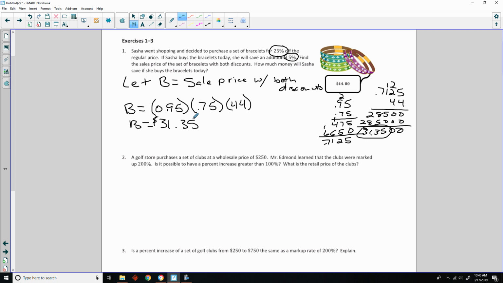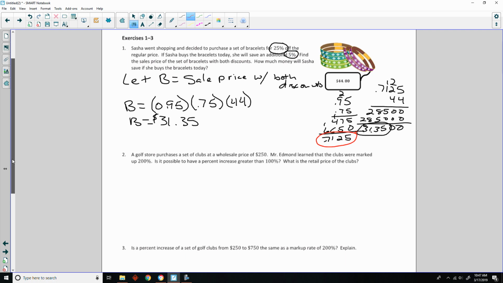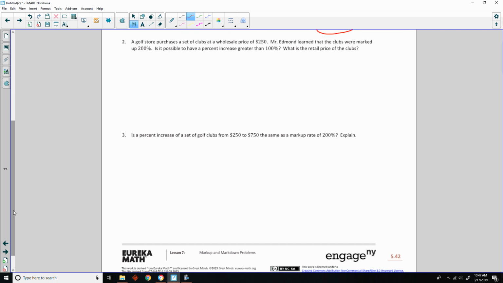So if she buys the bracelets today, she's going to pay 71.25%. So she's going to get 28.75% off. So 25 plus 5 is not 30% because we're only taking a percent of a percent.